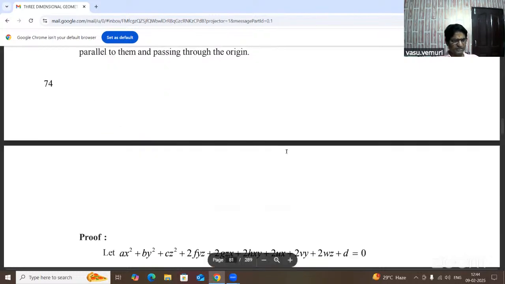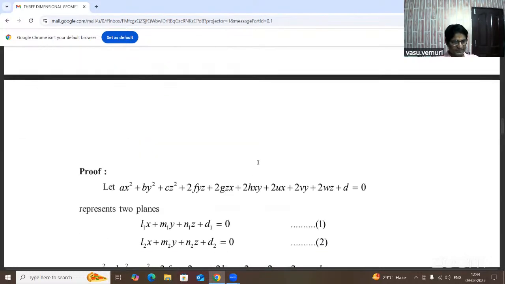This is also one of the theorems. First of all, you have to write that it represents a pair of planes. A pair of two planes means, for the first plane, we replace a, b, c by the normals l1, m1, n1 in the first plane equation. And again, we take l2, m2, n2, the second normals, in the second plane equation l2x + m2y + n2z + d2 = 0.